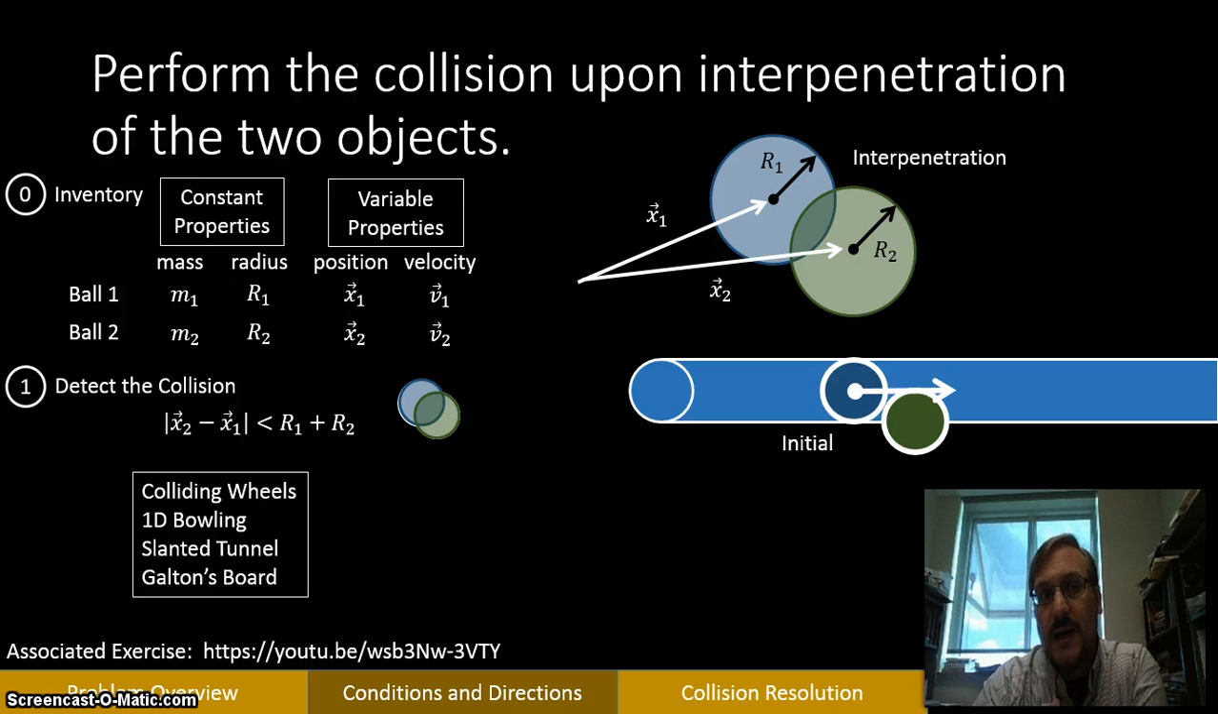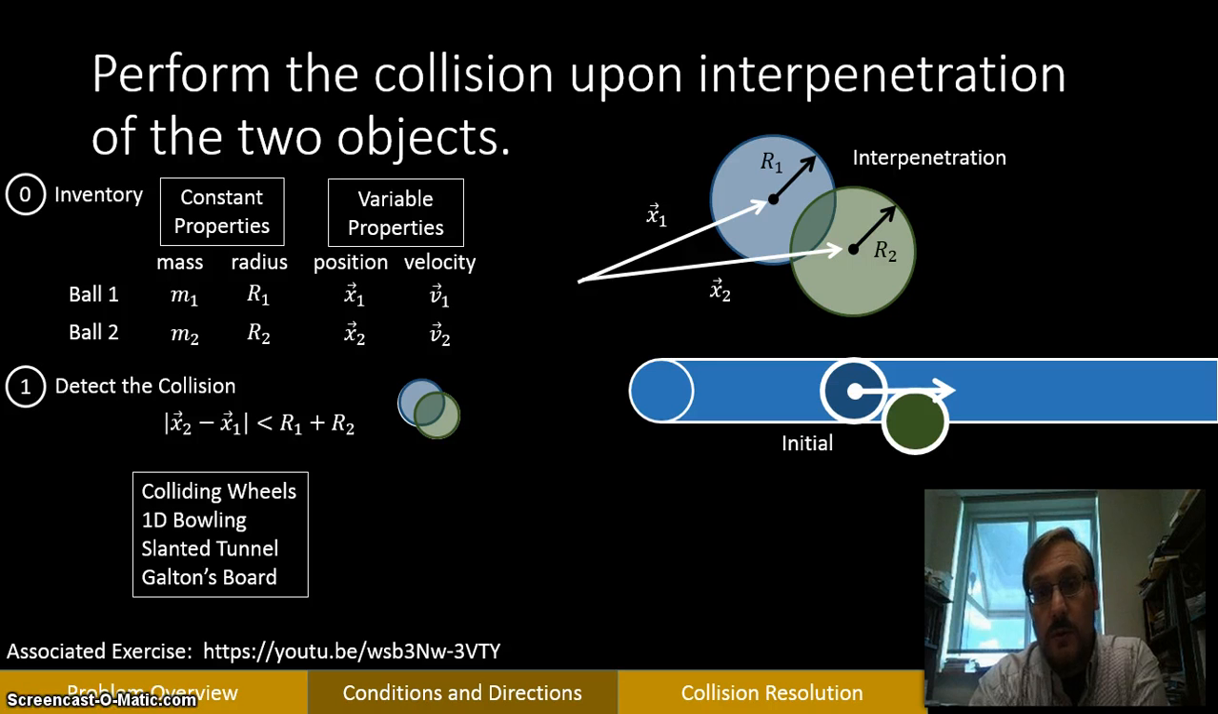So it's very unlikely that while you're dealing with these floating point numbers, both for position and for velocity, at the end of one time step the two balls are going to be at a position that's directly touching, like I have in the lower diagram. In the upper diagram, you see that you have the two balls interpenetrating.